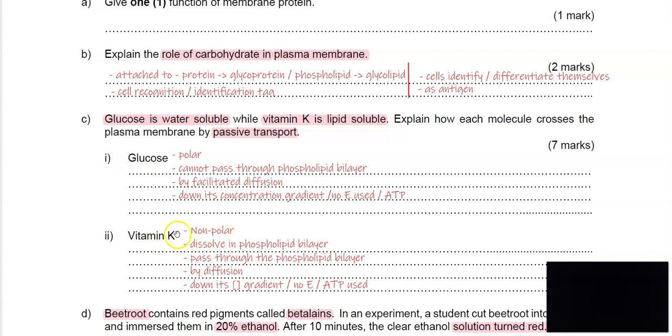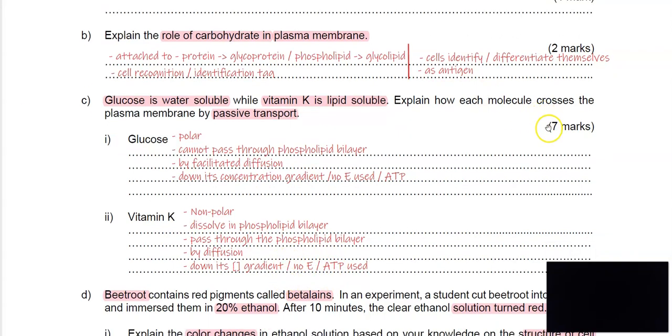Okay, so as for vitamin K, vitamin K is a non-polar molecule. Because vitamin K is a non-polar molecule, it can easily dissolve through the phospholipid bilayer or through the hydrophobic region of the membrane. So this causes vitamin K to easily pass through the phospholipid bilayer by the process of diffusion. Basically, vitamin K can easily diffuse through the phospholipid bilayer down its concentration gradient, from high to low concentration, and no energy or ATP is used in the process.